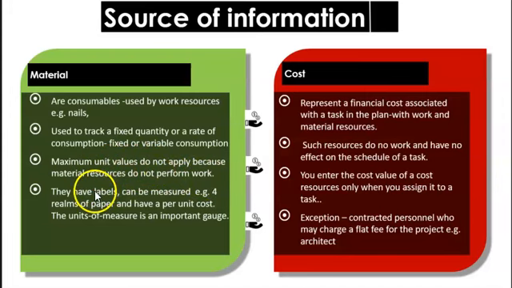They have labels, can be measured, for instance, 4 reams of paper, and have a per unit cost. The unit of measure is an important gauge. You have to put how you're measuring it.